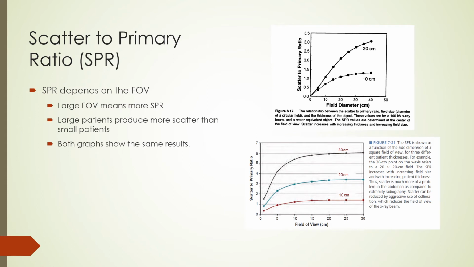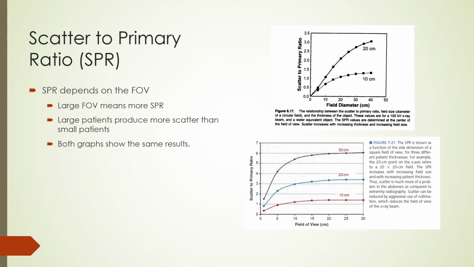Let's take a closer look at scatter to primary ratio. Scatter to primary ratio depends on the field of view used for imaging. Selecting a large field of view means more scatter radiation. Using the smallest field of view necessary for anatomic coverage reduces scatter and improves image quality. It also reduces occupational exposure. For a given field of view, larger patients produce higher scatter to primary ratios than smaller patients.